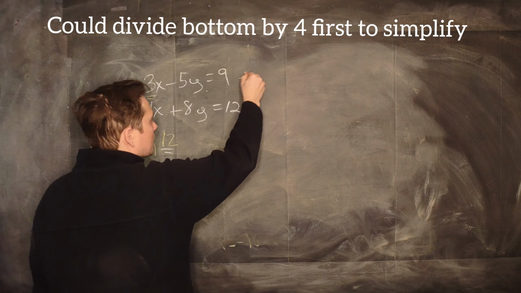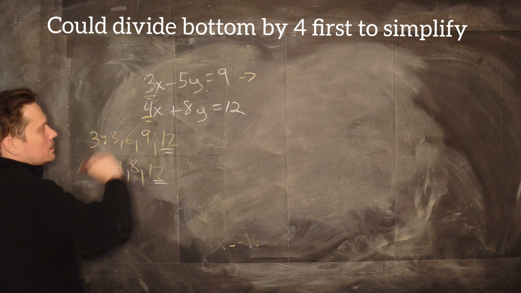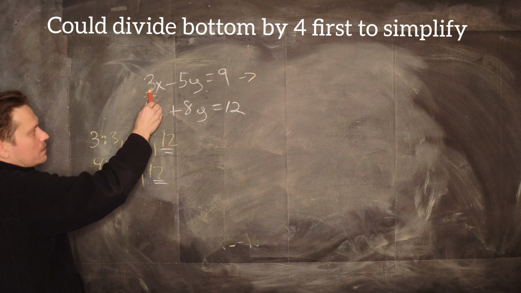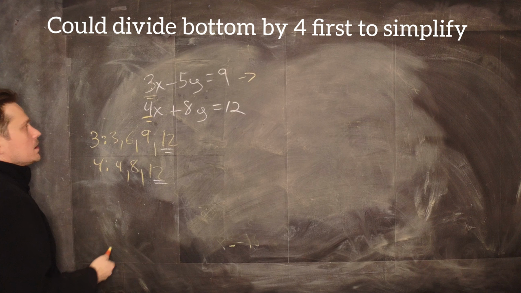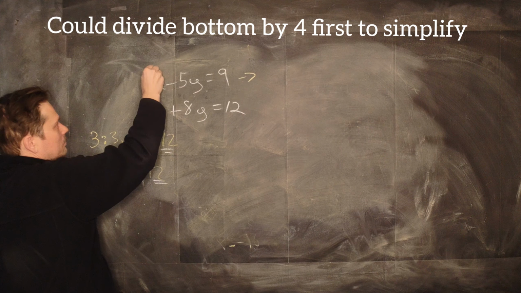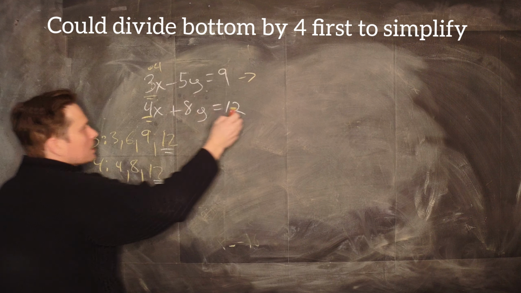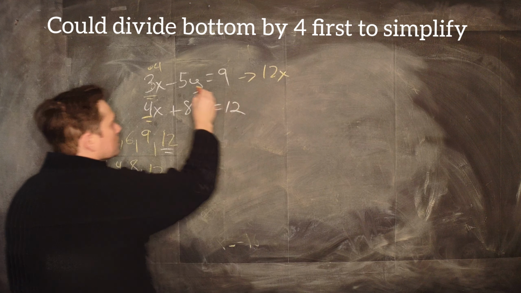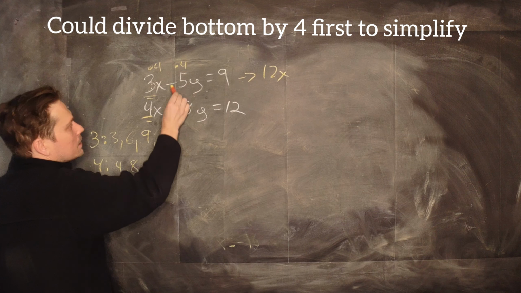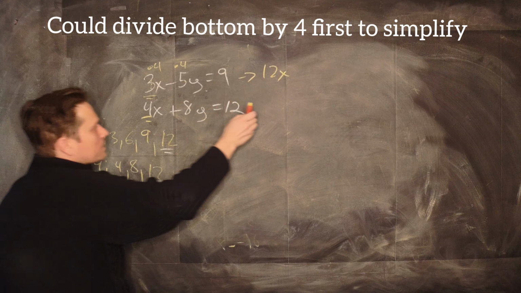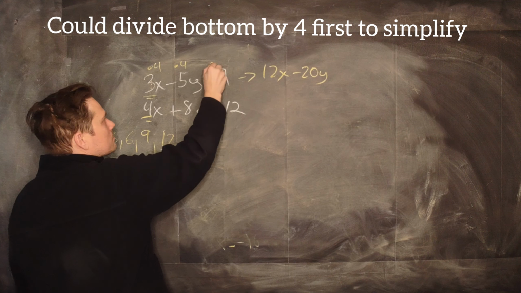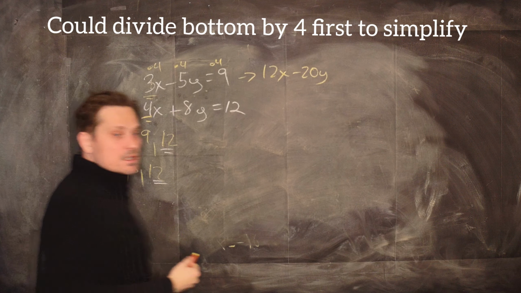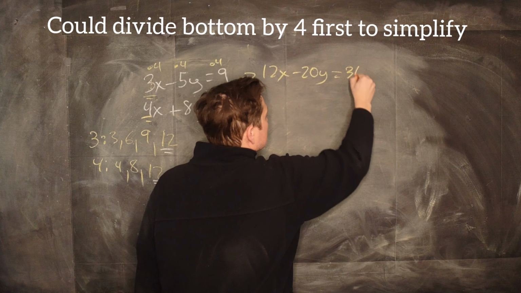You can multiply each term here. For example, imagine a positive 12. So to make 3 into 12, you've got to multiply by 4. In other words, you're going to multiply here by 4 this way. So 3 times 4 is going to give us a 12x. Multiply this also by 4. Negative 5 times 4 is going to give us a negative 20y. Right, multiply this by 4. 4 times 9 is going to give us a positive 36.